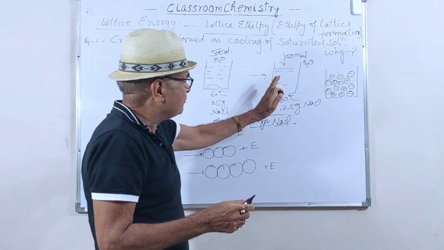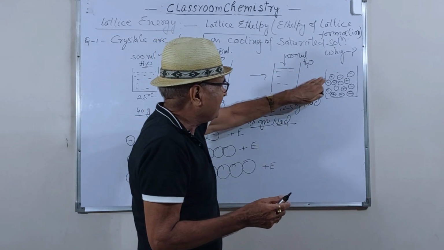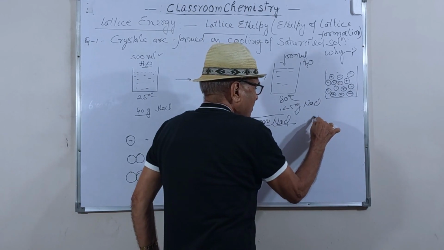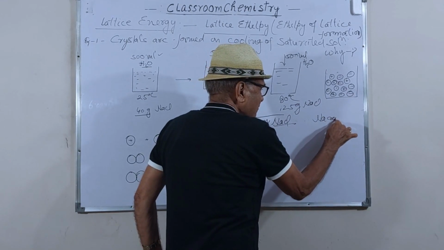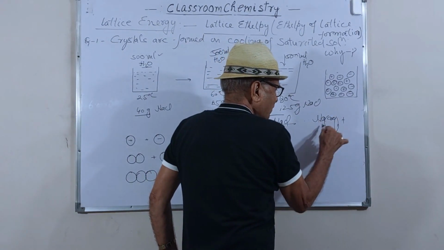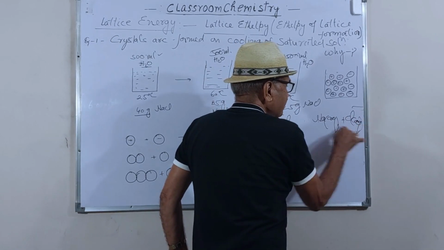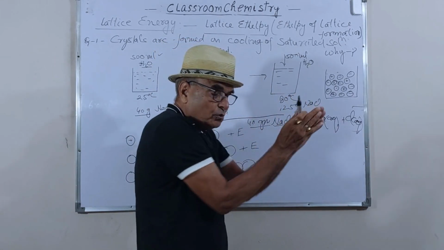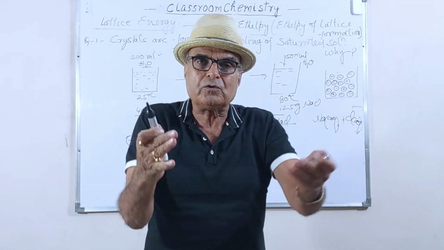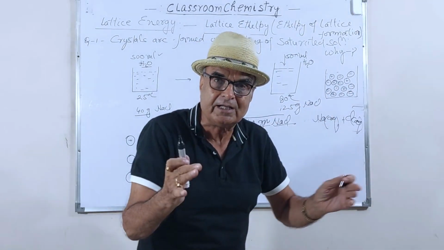In the saturated solution, these Na positive and Cl negative are found in the form of Na aqueous. I will explain in a later video what Na aqueous means, and this is Cl negative aqueous. So these are aqueous ions. They are isolated from each other. They have no attraction with each other because ionization takes place here, Na ion and Cl ion.